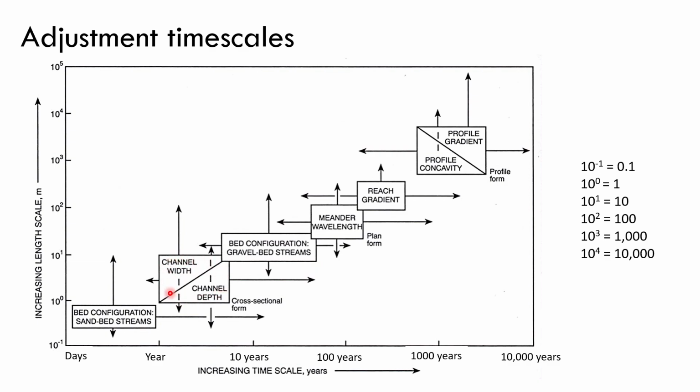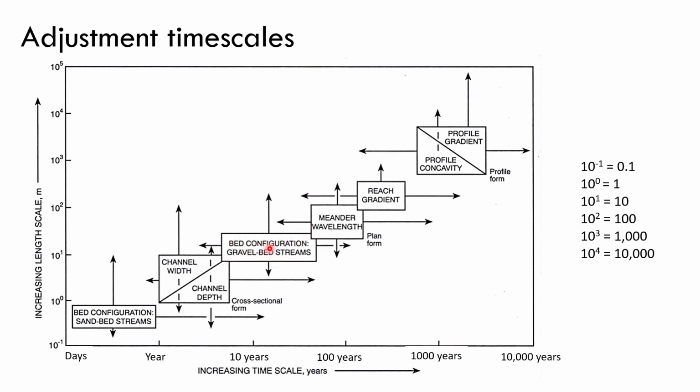So our first degree of freedom in cross sections is the channel width and depth. And we're going to expect that to change potentially on a yearly basis with annual floods. But more likely, we're looking at maybe 5 years to change the channel width and depth substantially, and even up to about 50 years. Again, depending on how fast the inputs are changing and how much time the river has to react, we can see changes in width and depth anywhere from less than a year all the way up to maybe 50 years.